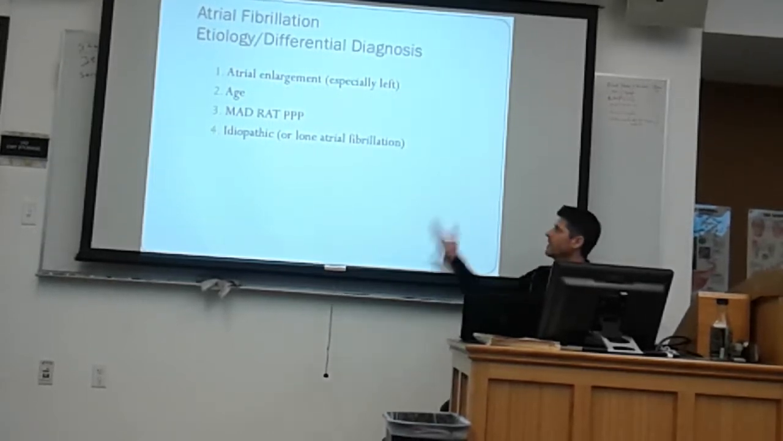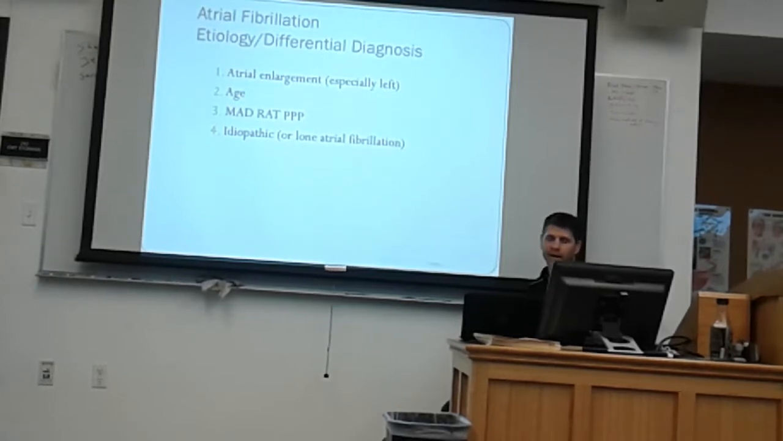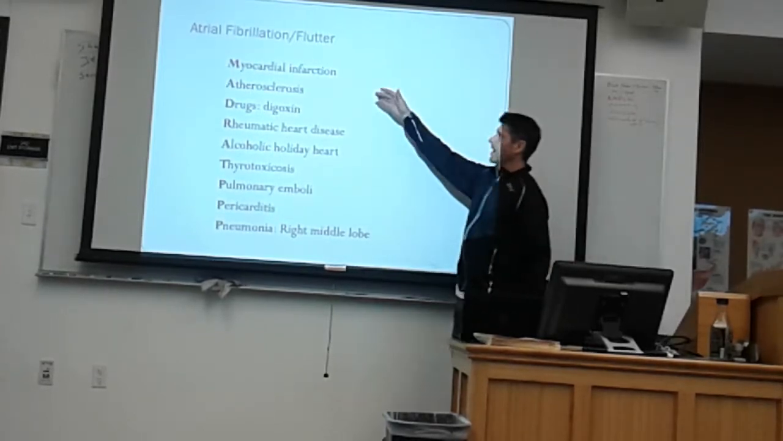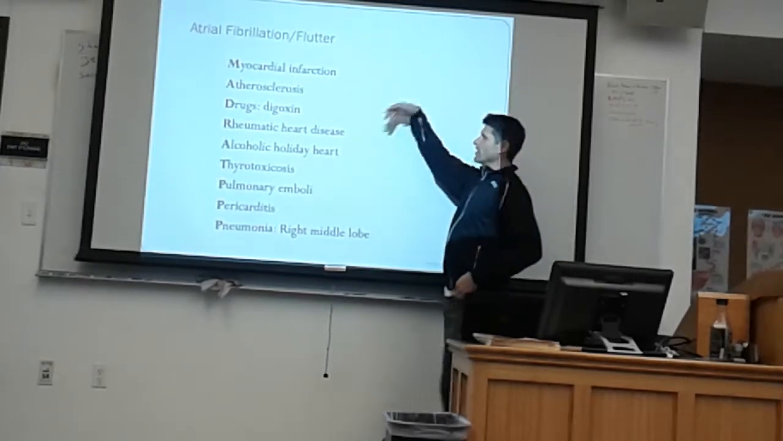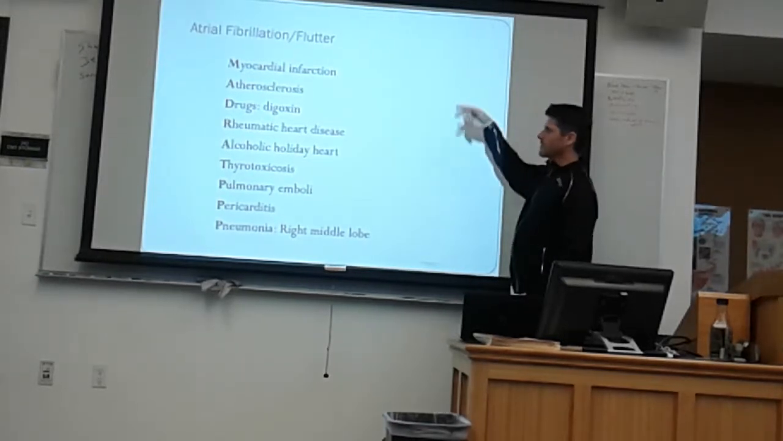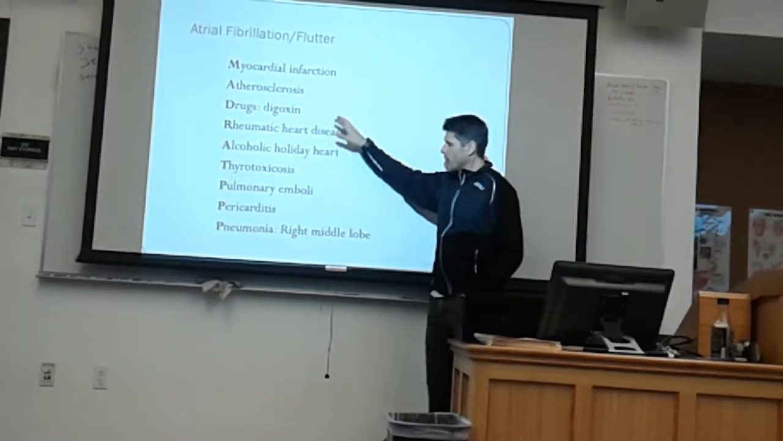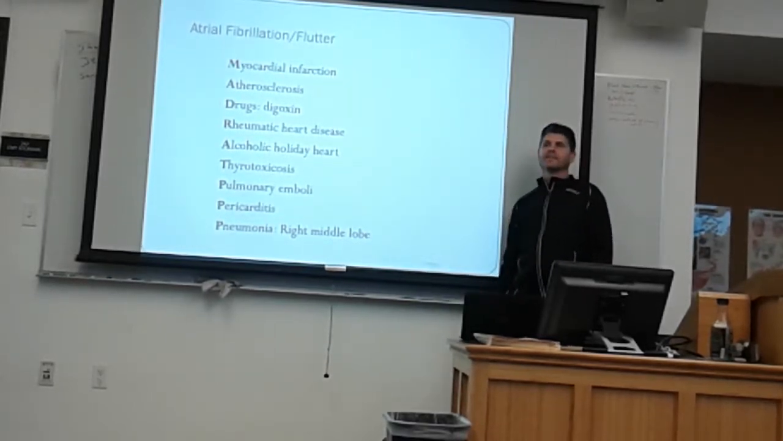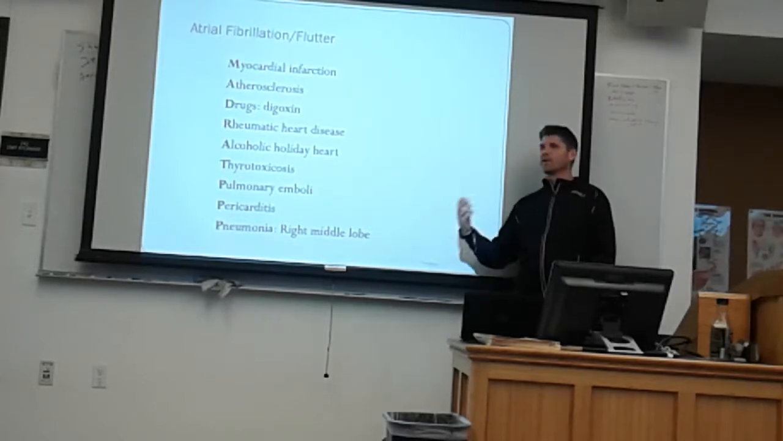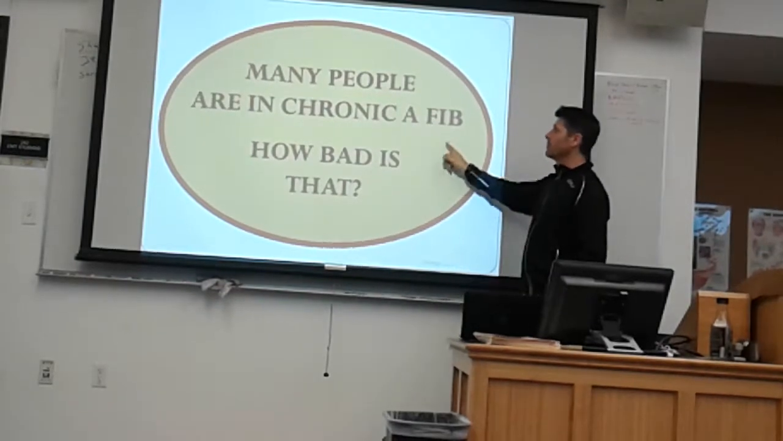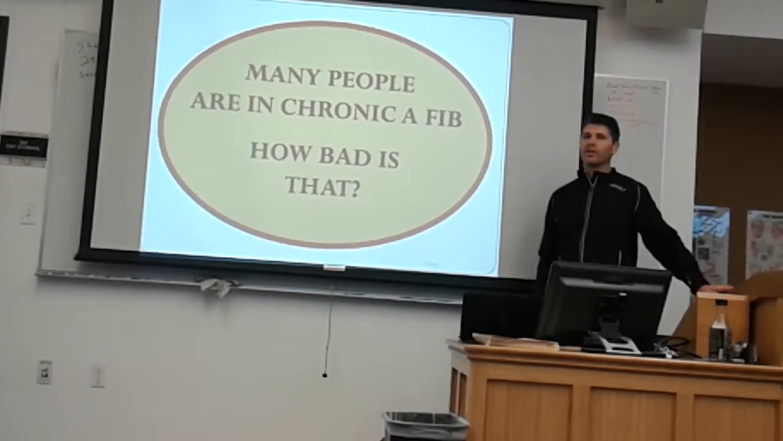Lots of different causes for it. Age alone can cause it, right? Other things, MIs can cause it. Atherosclerosis can cause it. Digoxin is always there. Heart disease is there. Alcohol, holiday heart. We'll come back to some of these as we talk more about the cardiac conditions. But you can have all kinds of different things that could lead to AFib. Also, a sinus node that is failing. So lots and lots of people are in AFib.